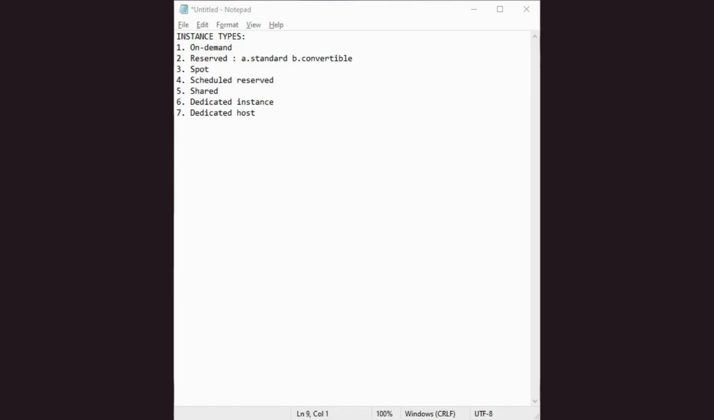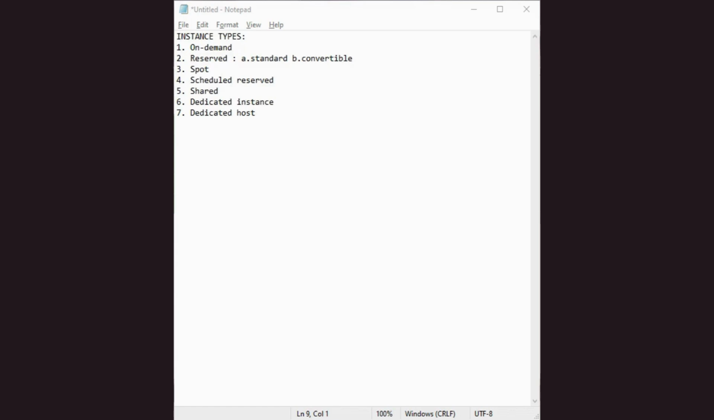testing environments, when you're going to test a huge load, and you don't want to spend so much on on-demand instance per hour testing and all. You can use the spot instance if at all it is available. The next is the scheduled reserved instance.